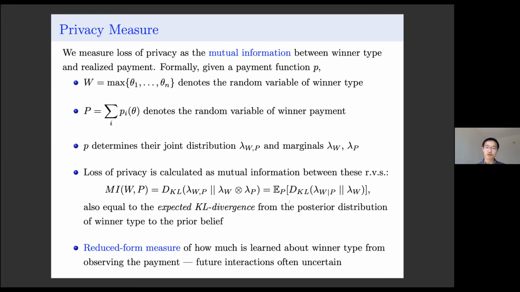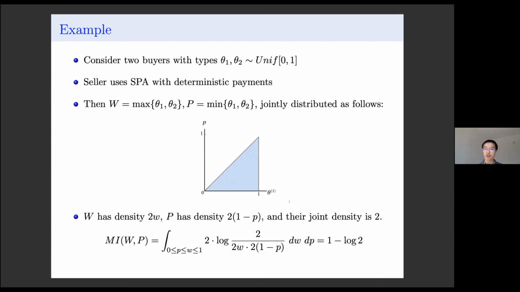We think of this mutual information measure as a reduced form measure of how much can be learned about the winner type from seeing the actual payments. As I'll discuss in the literature review, this approach contrasts with many existing papers that explicitly model future interactions between the winning bidder and some third party. In our project, however, we're not going to explicitly model those future interactions. In fact, we think that in many situations, there is uncertainty about how this information will be used by a third party in future interactions. So let me just walk you through an example to illustrate.